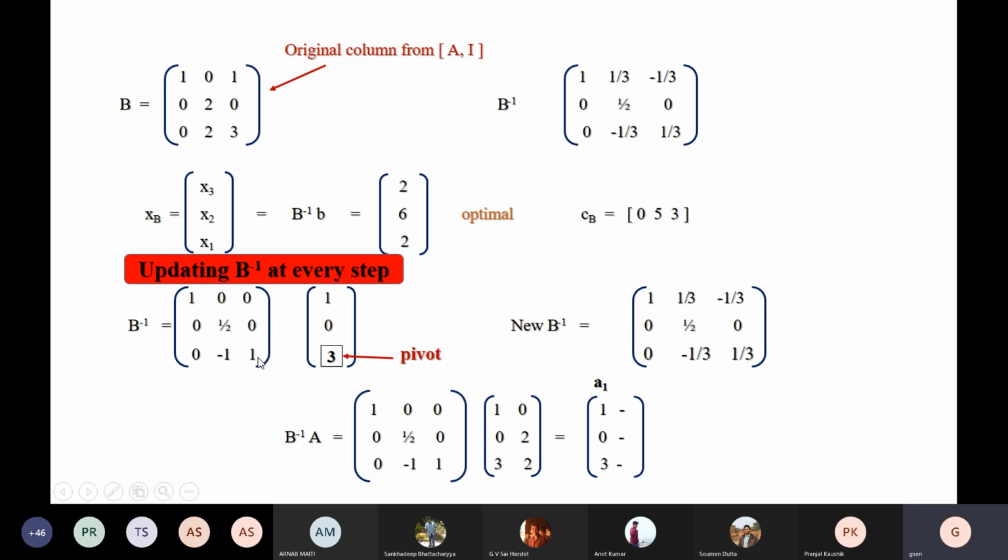Okay. So what you get? 0, minus 1 by 3 and 1 by 3. Fine. So now this has become 1. But you have to make the other 0. So this is the pivoting operation, you know. So the middle is already 0, so it is unaffected. You don't have to do anything.